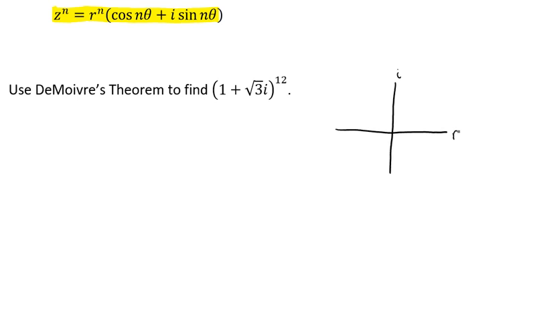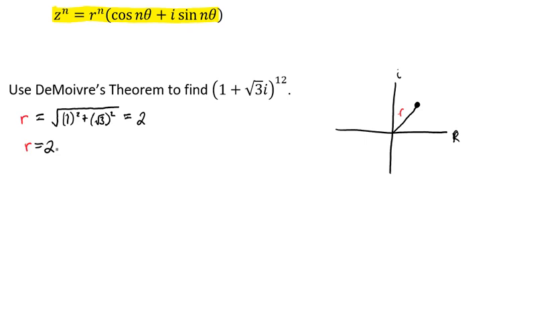All right, so we have our imaginaries and we have our reals. We're going to go over 1 and then up to radical 3. So here's our point. We want to find the r value here, because we're going to need that for our theorem. We take the square root of x squared plus y squared, and plugging that in, we get the square root of 4, which is 2. So r equals 2.